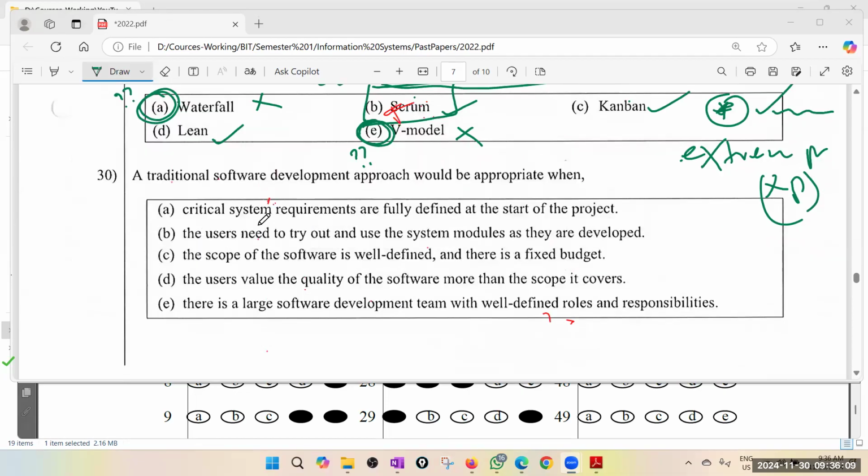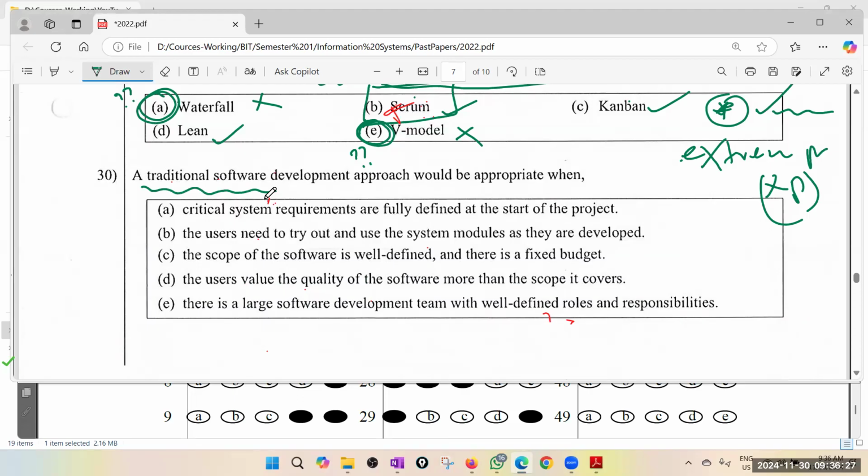Right. 30. Traditional software development approach would be appropriate when... The traditional approach works when the requirements are stable. There is no need for early competitive advantage, right? It's not very dynamic. The main thing is requirements are stable. Critical system requirements are fully defined at the start of the project. That means requirements are 100% stable. Yes, we can go for traditional development.